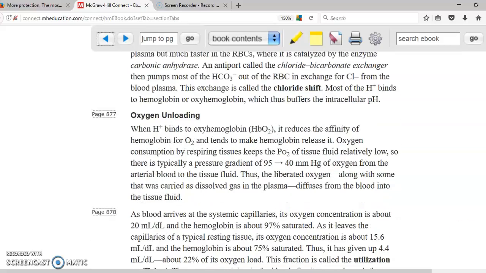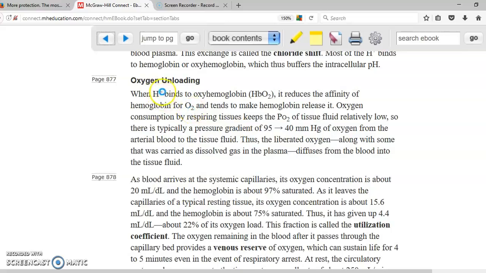How do we call that? Oxygen unloading. How come we are able to unload the oxygen? Again, one very important concept is that the hydrogen binds to the hemoglobin, that makes this oxygen available to be released into the tissues. Now, the red blood cell has a whole bunch of oxygen, less oxygen in the tissues, so then the oxygen can go from the red blood cell into the tissues.